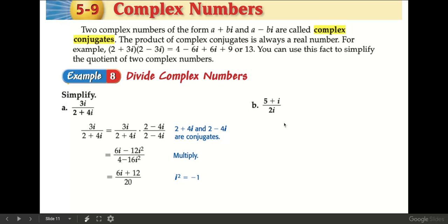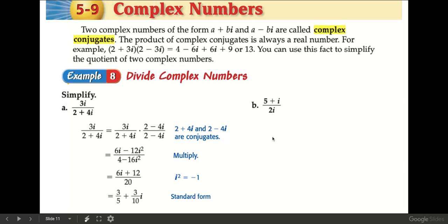Let's look at B. So I have 5 plus i divided by 2i. Again, I'm going to go ahead and use complex conjugates here. Oh, I forgot about this part. Simplifying it into standard form. So typically we would put the real number first. So 12 over 20 simplifies into 3/5. And 6i over 20 simplifies into 3/10 i. So this would be the standard form of it.